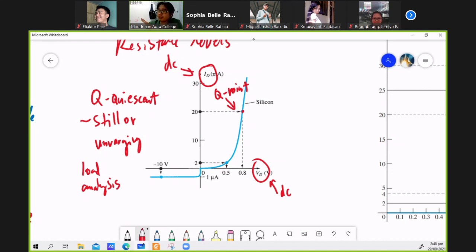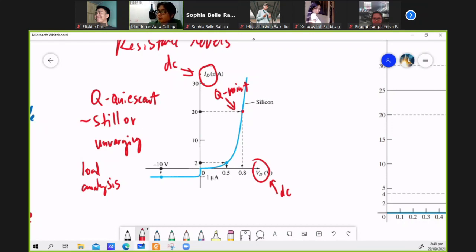This is the property of the diode. And then magpo-project tayo ng, let's say, isang diretsong line. This is the property of the circuit. So depende ito dun sa circuit na gagamitin natin. Anyway, gagawin natin yan pagdating natin sa DC load line analysis. Don't worry. So, for example, nag-DC load line analysis tayo. Tapos yung intersection niya, nakuha natin na itong point na yan.